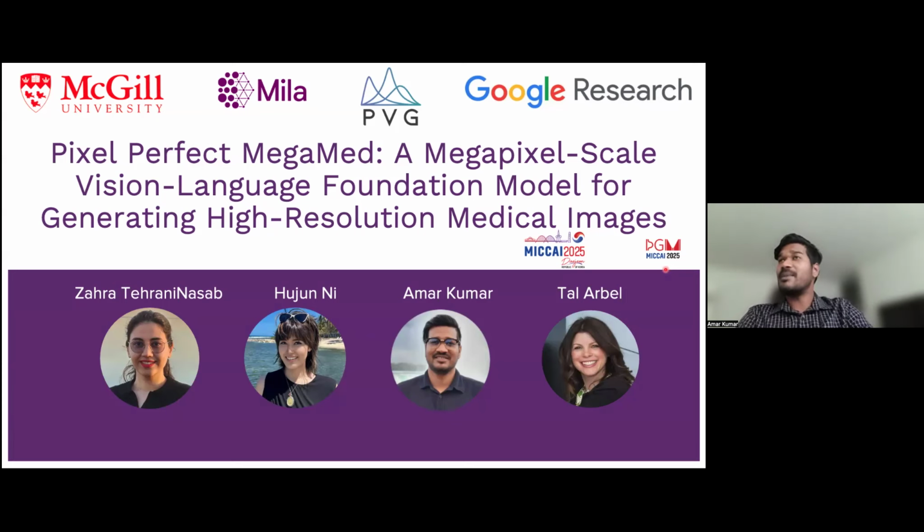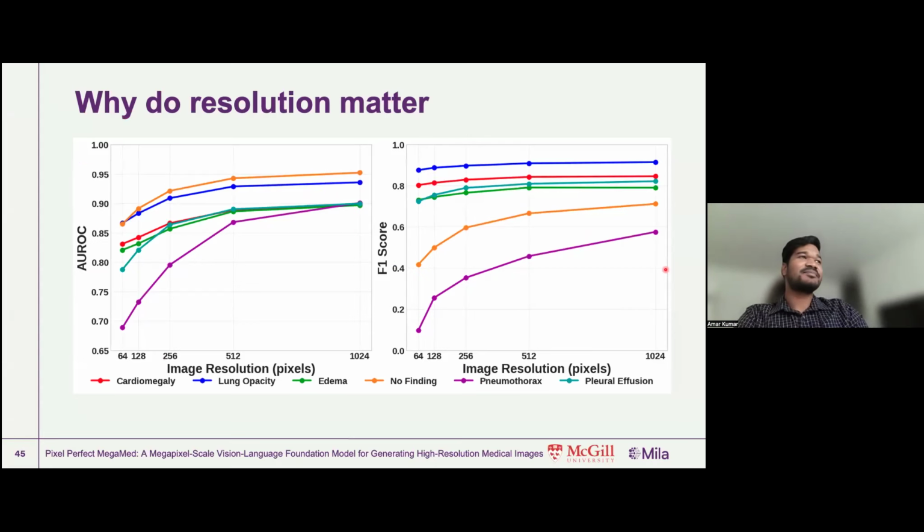And what I mean by megapixel scale is all those images that I showed you prior to this were 512 cross 512, which is already decently high resolution. In this paper, we push that even further. We go to 1024 cross 1024 and even beyond, which is 2048 cross 2048 using Stable Diffusion XL. This was done mostly by Zara and helped by Hujan and again supervised by Tal.